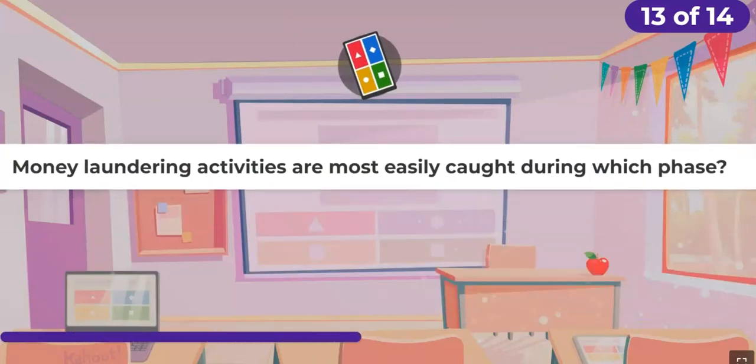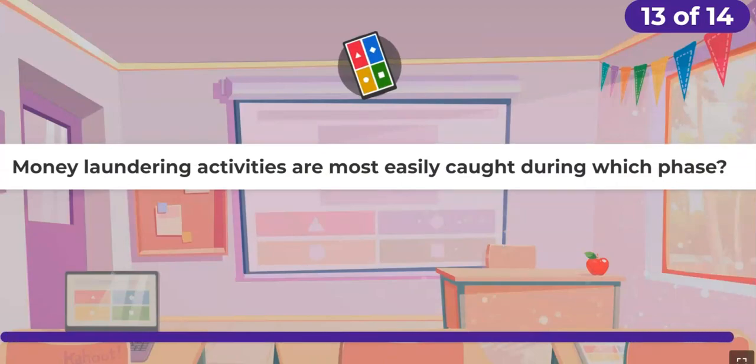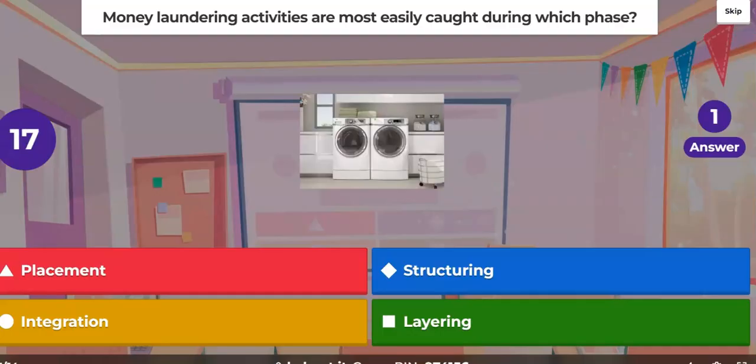Money laundering activities are most easily caught during which phase? A, placement, B, structure, C, grading.